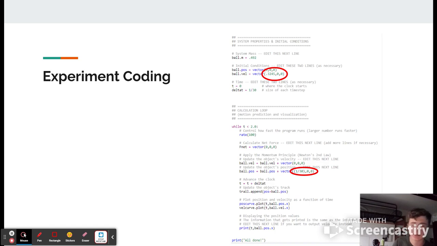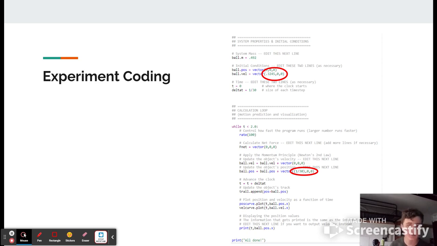Next is the coding. From the base code, there were really only two important things. The first one, the first circle in red, is the velocity vector, which is how the computer model graphed my velocity, and to find that, we simply took the end position in Tracker and added it to the initial, divided by 2, and found the average velocity. That is what that 0.3245 number is.